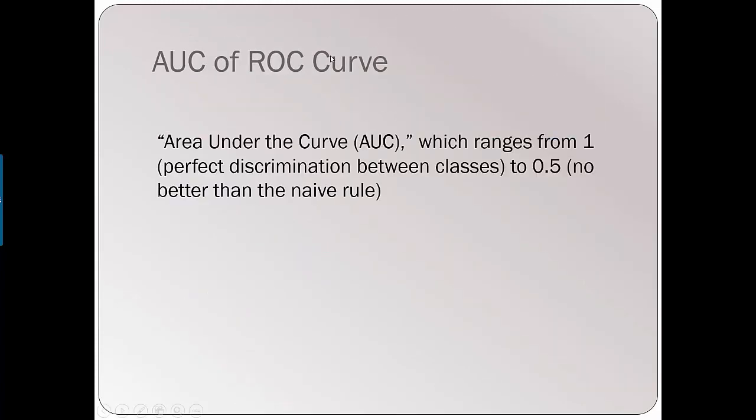So area under the curve ranges from 1, the perfect discrimination between classes, to 0.5, no better than the naive rule. So the valid values for area under the curve are 50% to 100%, or 0.5 to 1.